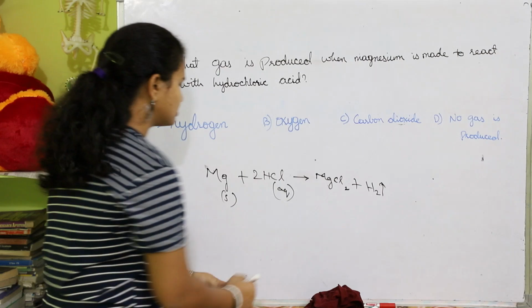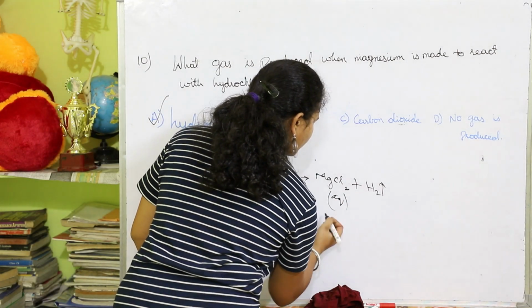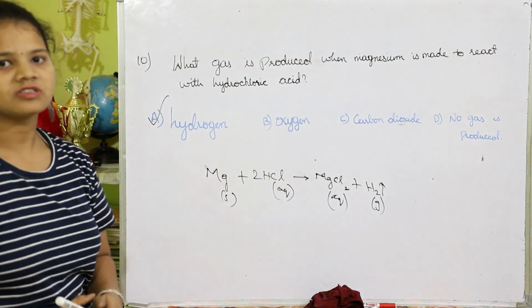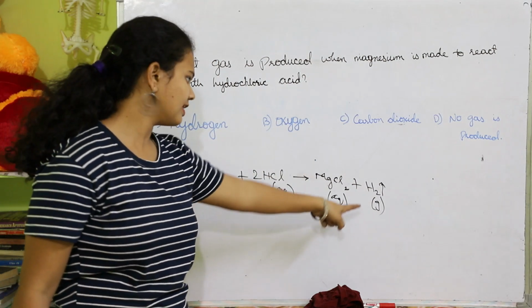The HCl is in aqueous state, and the hydrogen is in the form of gas. It moves up and is released into the atmosphere.